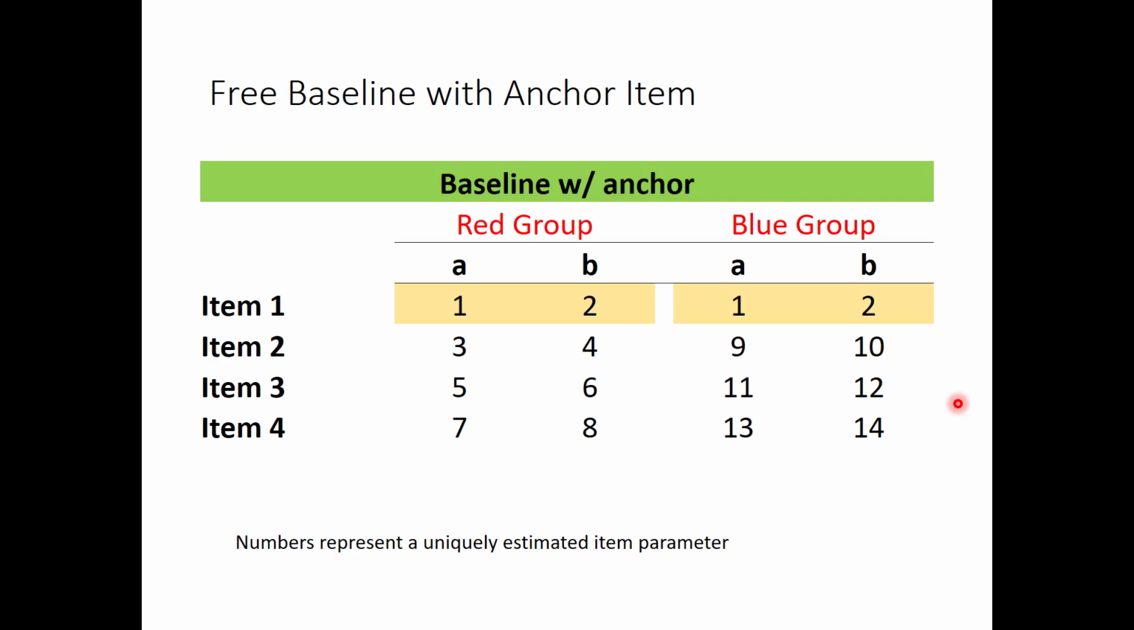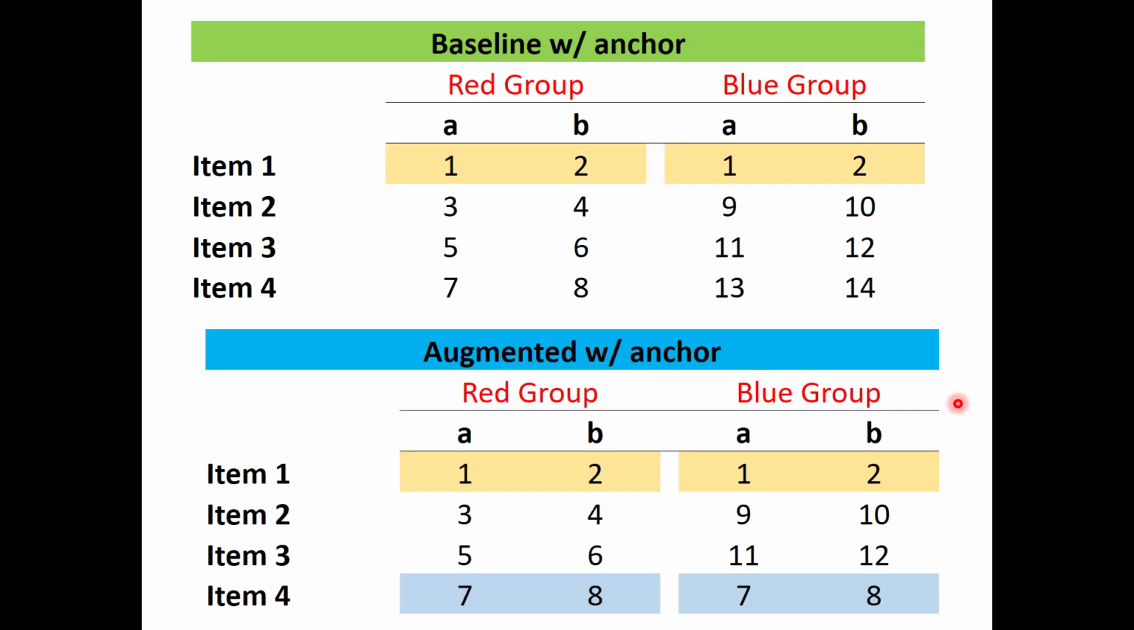And then the way you actually do a test is you test the baseline model against an augmented model that is more constrained. If you look at this model down at the bottom, it's identical to the one at the top, but we have introduced a constraint on item 4. So instead of estimating 14 total unique parameters, we're estimating 12 total unique parameters. And comparing the fit of these two models, we'll test item 4 for invariance.